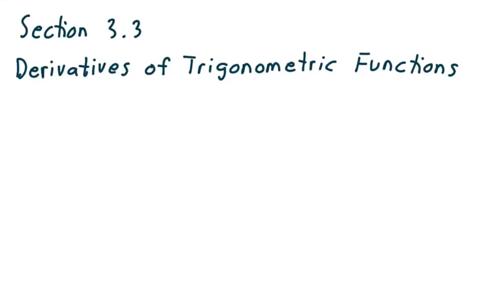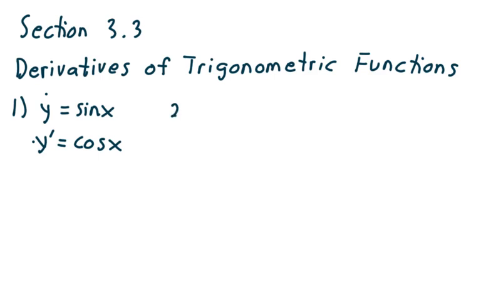This is a video from section 3.3. This is on derivatives of trigonometric functions. And let's go over the derivatives of the 6 fundamental trig functions. So we're going to start with 1. If y equals sine x, then the derivative y prime will be cosine x.